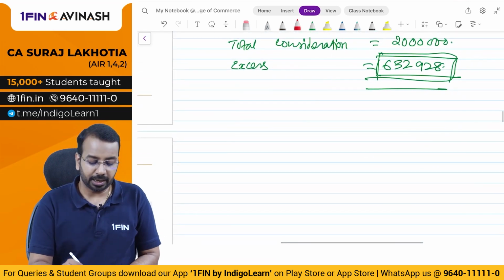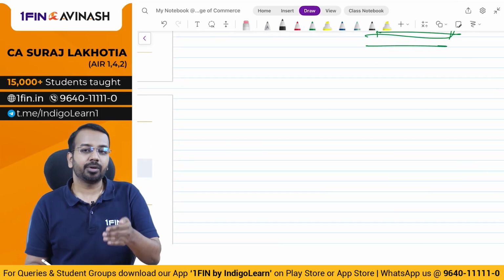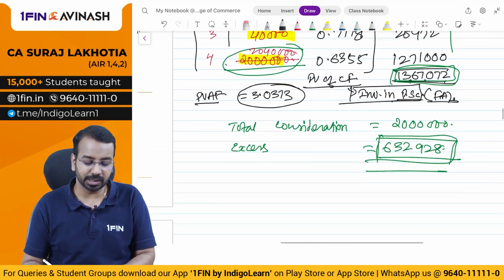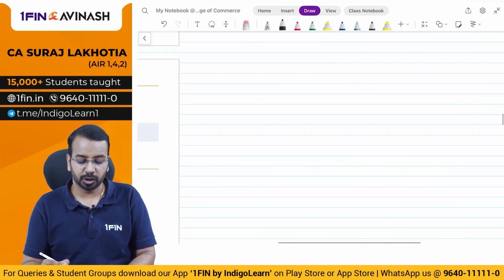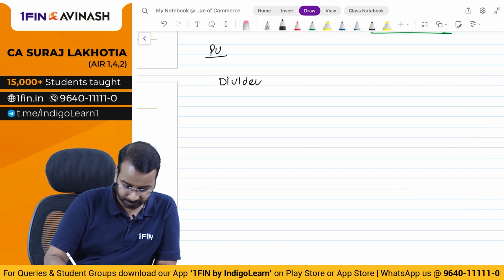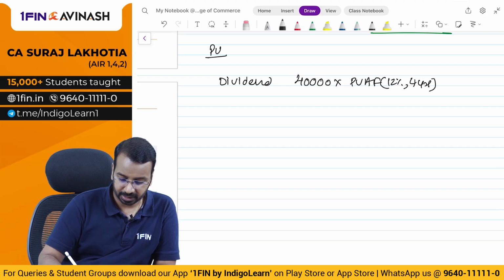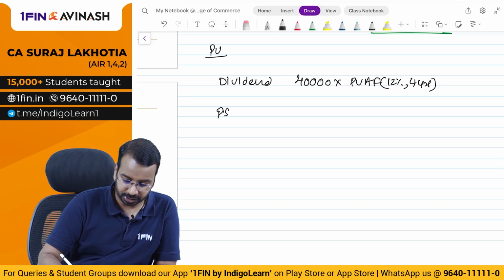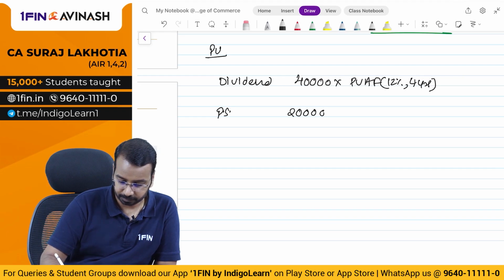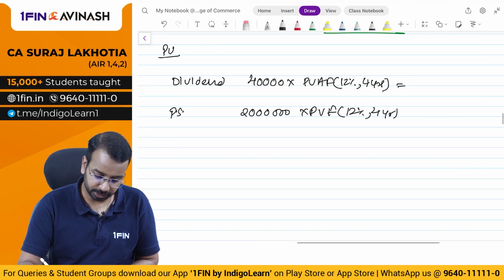Now, I told you, right, I will do it on present value annuity factor basis also. So, here what happens is, whenever you have same amount being paid every year. Now, here what is the same amount being paid every year? 40,000 for 4 years. So, present value can also be calculated as, for dividend, 40,000 into present value annuity factor of 12% for 4 years, and preference share amount 20 lakhs into present value factor for 12% for 4th year. Okay.